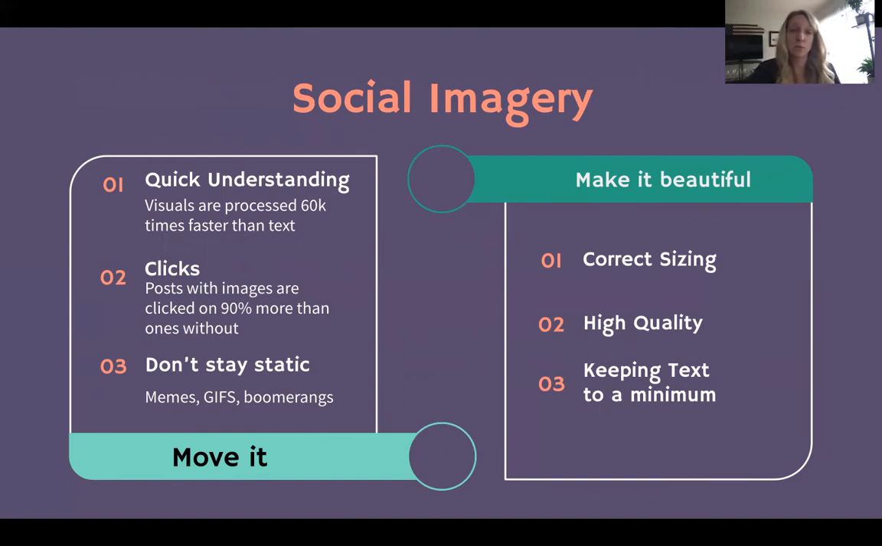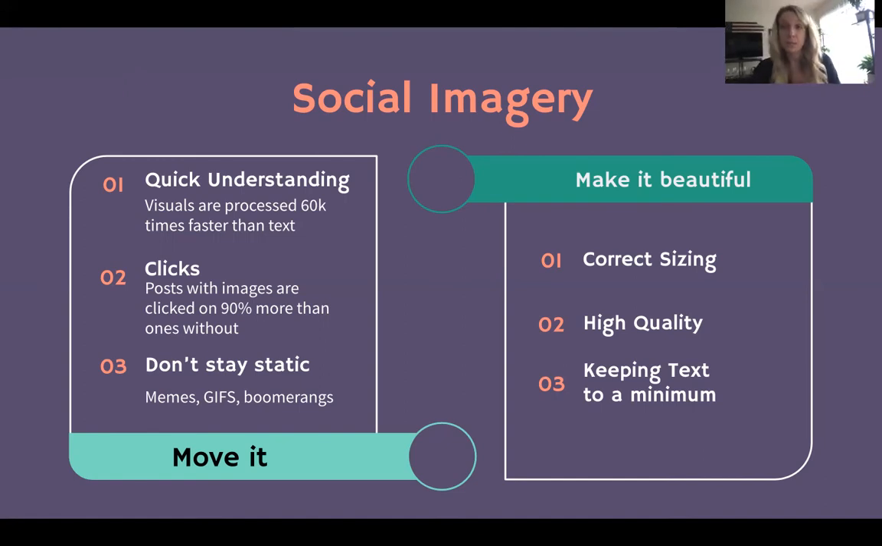So visuals are processed at 60,000 times faster than text is. So you can see that, you can understand, make your own impressions about that visual before you even read a paragraph or a sentence or whatever. Clicks. So posts with images are clicked on 90% more than posts without images. It's just, you have to have images with posts. And then not staying static.